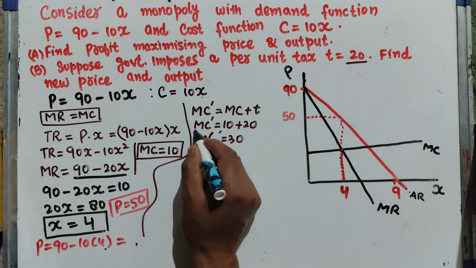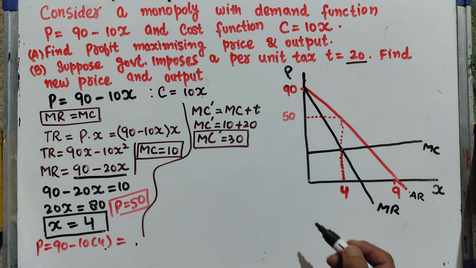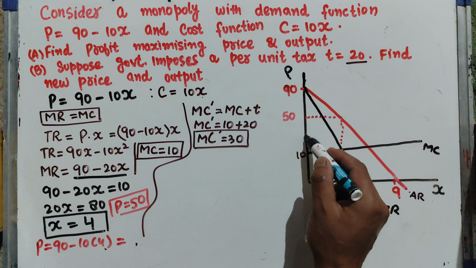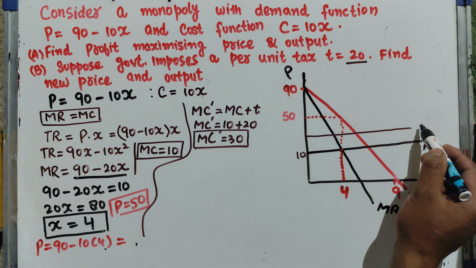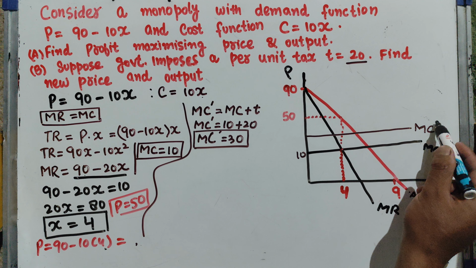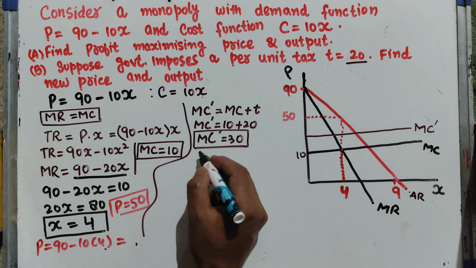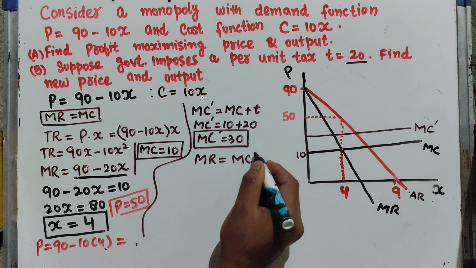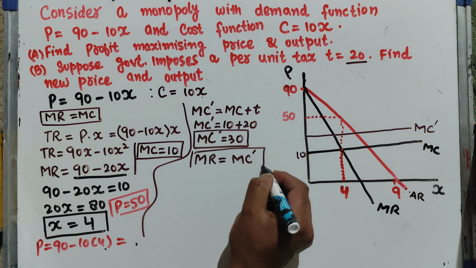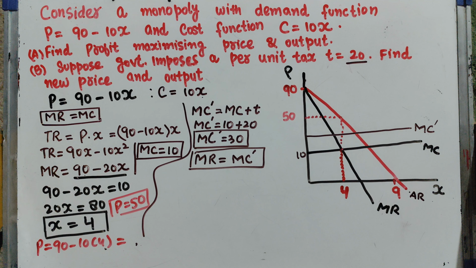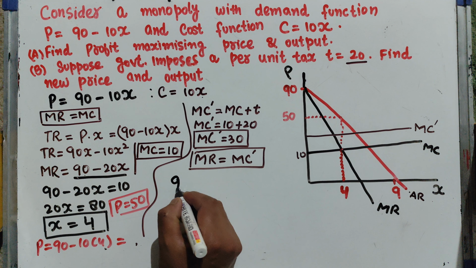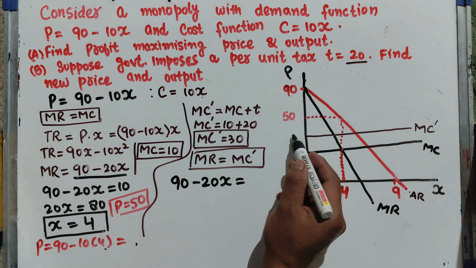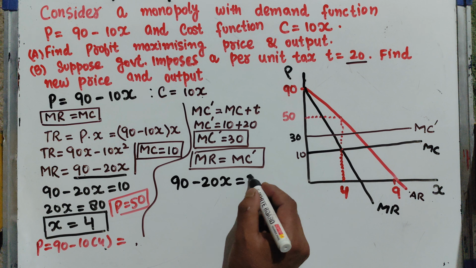Now what will we do? Let us suppose this is our initial, it was here 10, now it increases to 30. So this is our MC prime. Again we equate marginal revenue with the new marginal cost, which is MC prime. So marginal revenue, as we have calculated, is 90 minus 20x, which should be equal to the new marginal cost, which is this time 30.